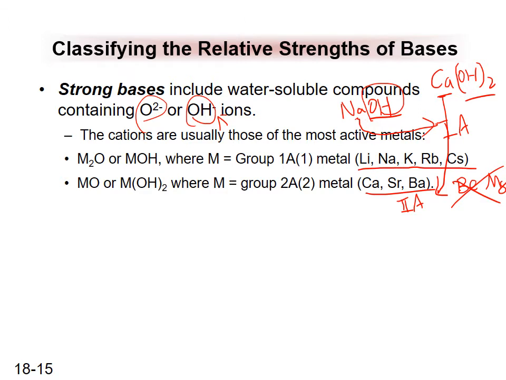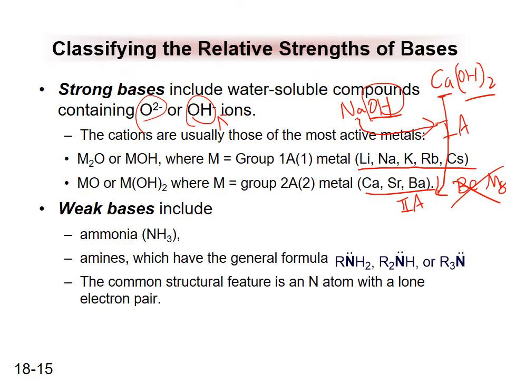Now weak bases. If you see a nitrogen-containing compound that has a lone pair of electrons, they are weak bases. So nitrogen with 3 hydrogens, this is ammonia. So ammonia is a weak base. Or organic amines, for example CH3NH2. That's a weak base.